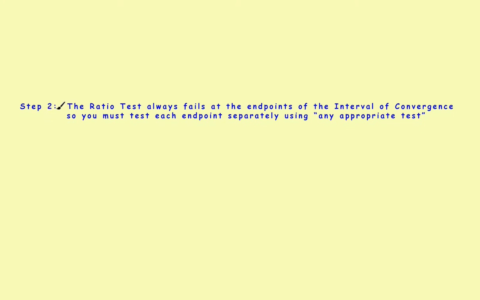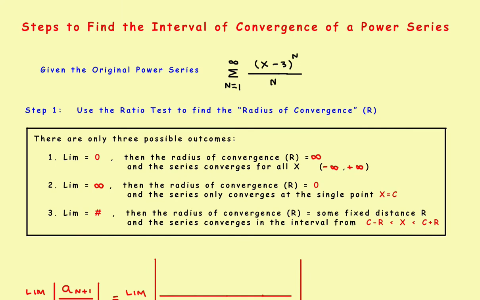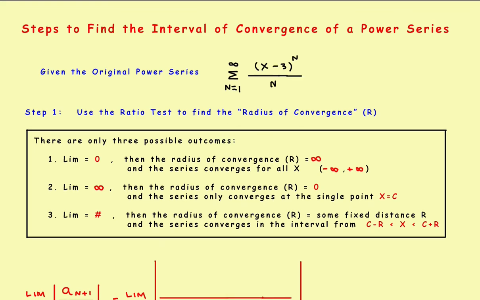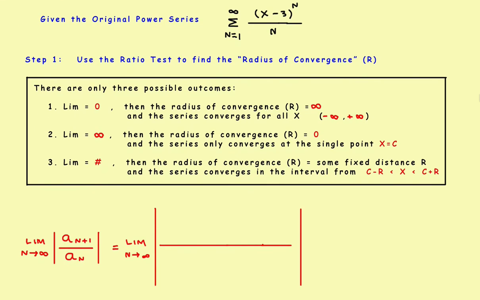If you find a fixed interval of convergence, then you have to remember the ratio test always fails at the endpoints of the interval of convergence, so you must test each endpoint separately using what I'm going to call any appropriate test. So any of the convergence tests that you've had before, you can use to find out what's going on there. Again, if you've got a fixed interval, you have to check the endpoints of the interval to find out whether they should be included or not included in the interval. So with that all in mind, let's go ahead and run through this problem and see what it looks like.